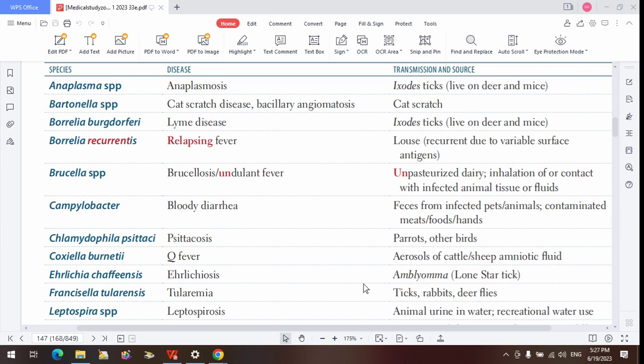But the clincher for this one is that by the time you are doing your blood work, you are going to notice morula in what? In monocytes. So where do we see morula for anaplasmosis? Granulocytes. Exactly, granulocytes. So for Ehrlichia, it's monocytes. Morula in a monocyte. That is your ehrlichiosis. So that is that about Ehrlichia.